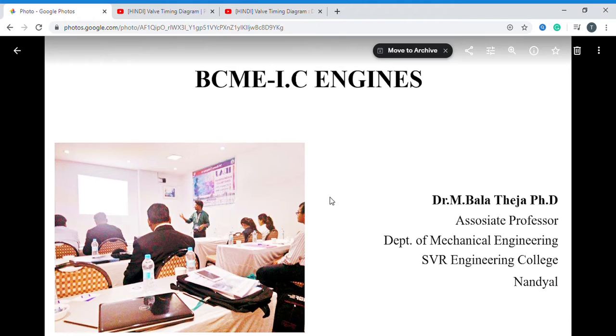This is the last topic we are discussing today, that is valve timing diagram, port timing diagram. The valve timing diagram is applicable to four-stroke engines, that is the four-stroke petrol engine and the four-stroke diesel engine.